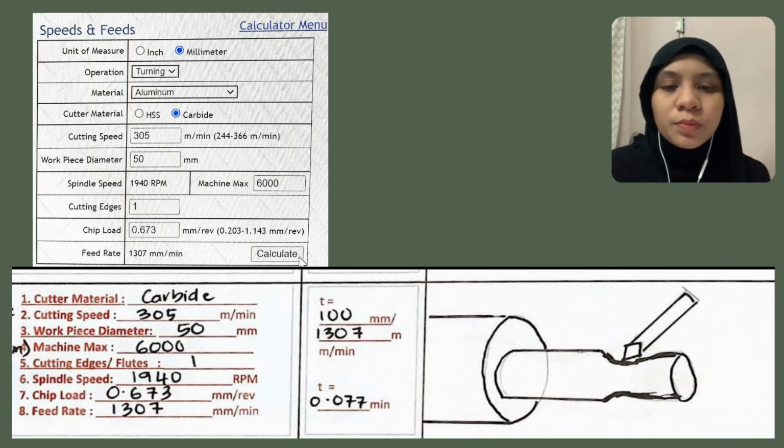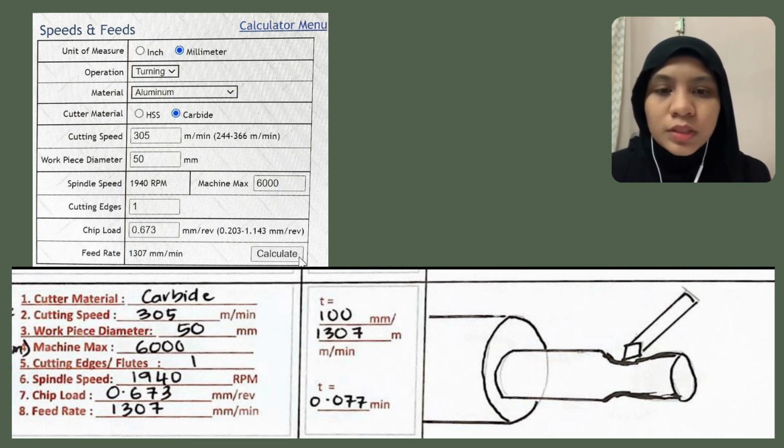Part D is going to be my drawing, my sketch for this process, which is rough contour.